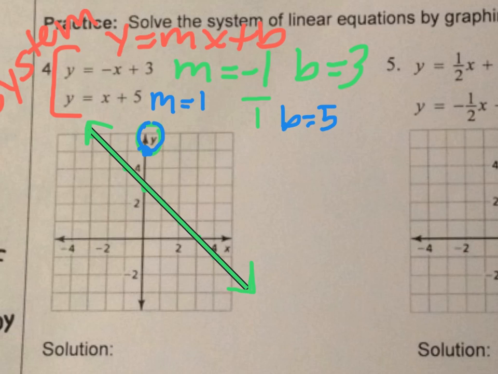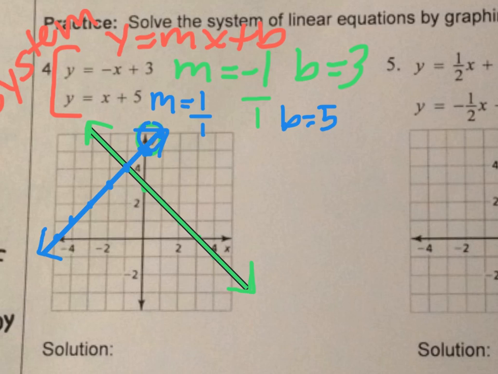Then we move with our slope, which is m. Remember, slope needs to be a fraction, so if it's a whole number, we put it over 1. This time it's a positive 1 over a positive 1, so that means I'm going up 1 and to the right 1. I've run out of room going that way, so I'm going to go the opposite way, which means down 1 and to the left 1. And now connect your line. And there's our second line.